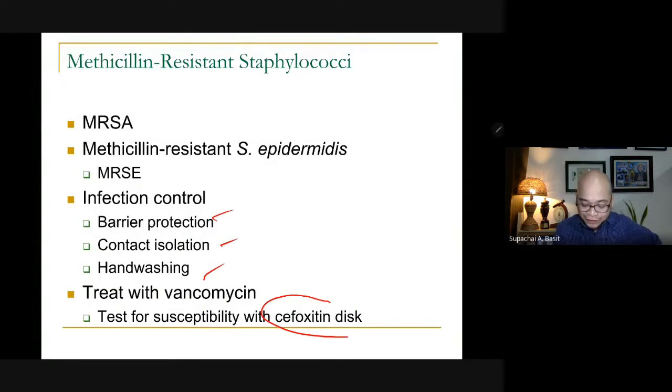Phenotypically, we use a cefoxitin disc. If S. aureus is resistant to cefoxitin, most likely it is MRSA. But if we want to know the genotypic characteristic of S. aureus, then we determine if mecA is present. mecA is the gene marker that will tell us that S. aureus is indeed an MRSA.